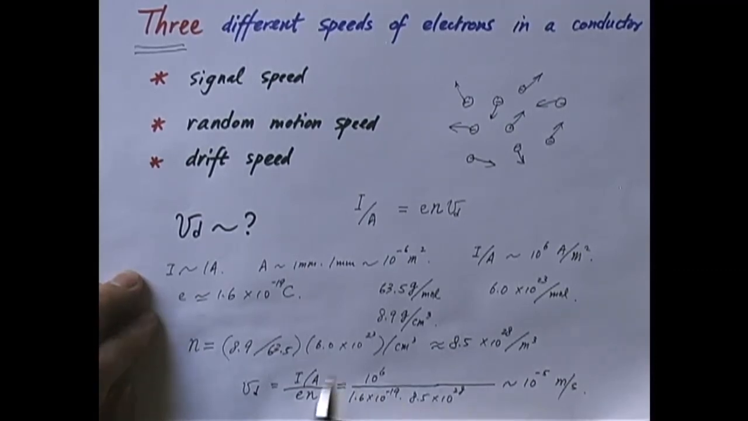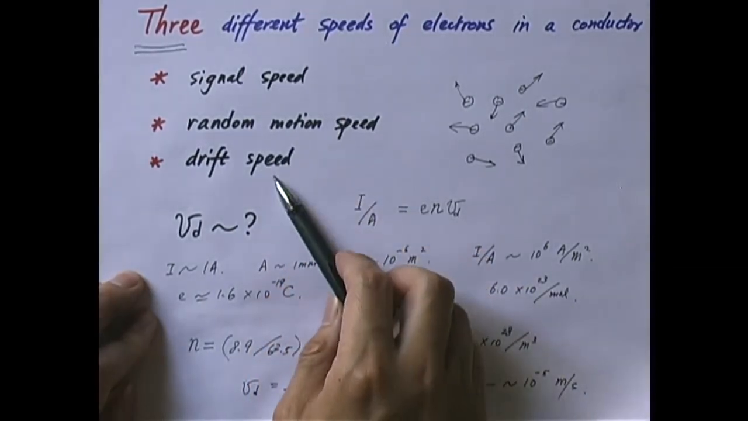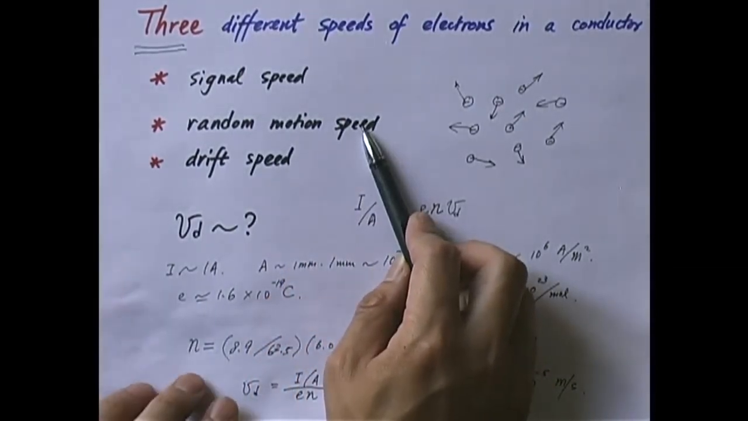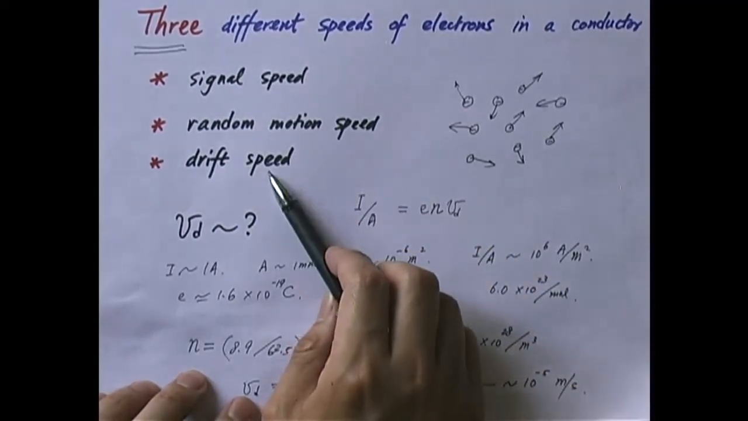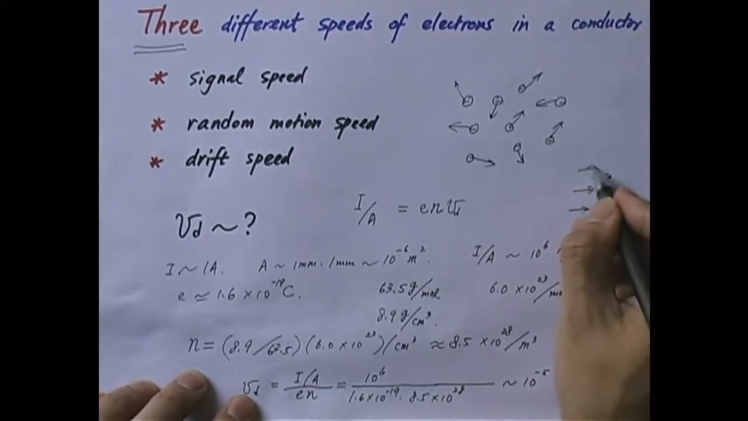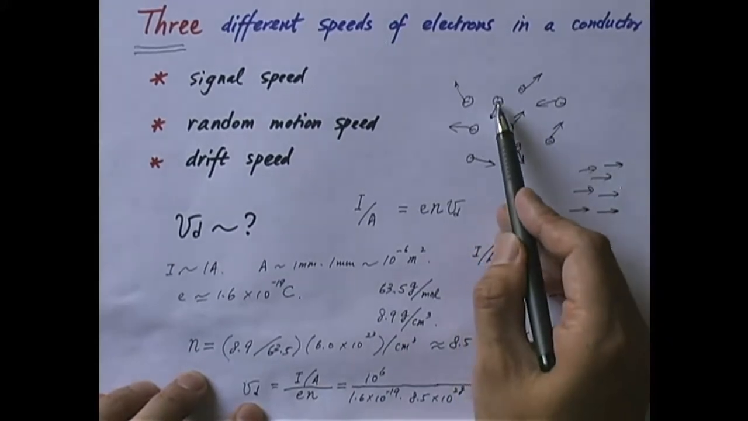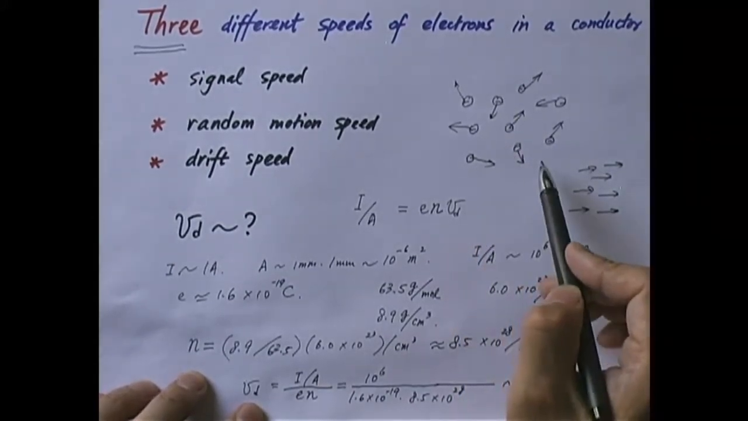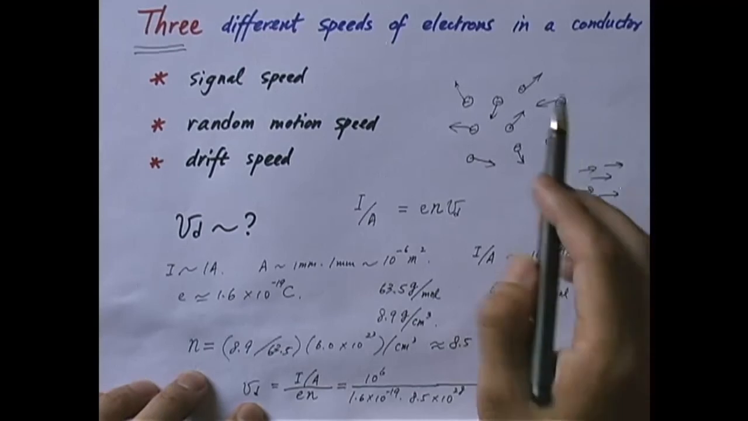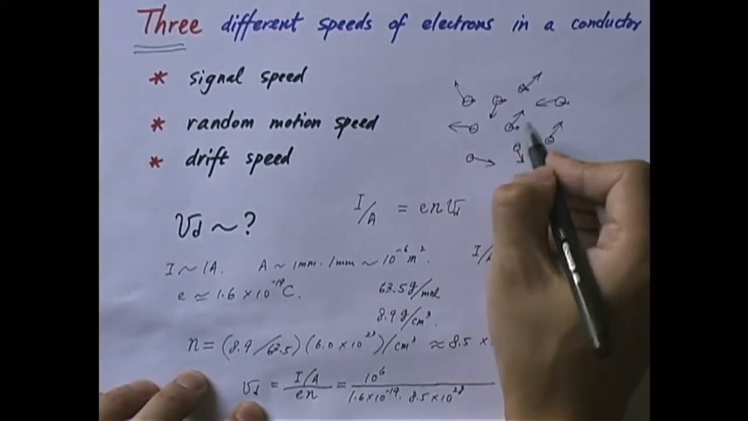Well, the fact that the speed is very small doesn't tell you the whole story. There is an important difference between drift velocity and random motion velocity. And notice I said velocity, not speed. And that is, the drift velocity is in the same direction for every one of these particles. So basically we're saying that on top of the random motion, every one of these electrons also has a tiny but organized drifting velocity in the same direction.